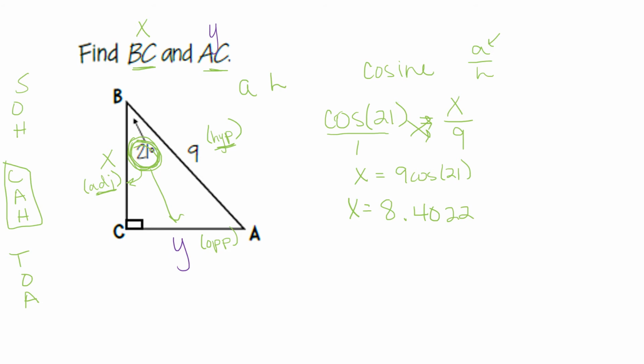When we use trig, we always round to 4 decimal places. Okay? So again, 9 cosine 21. Type that in as best as you can. But I'm going to jump into finding y then.